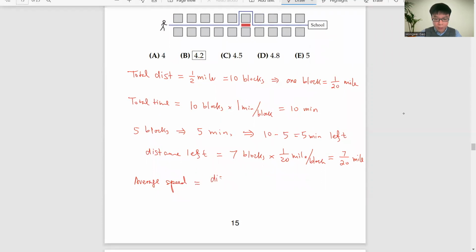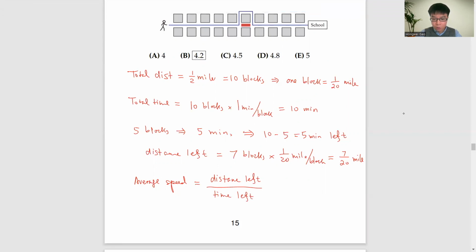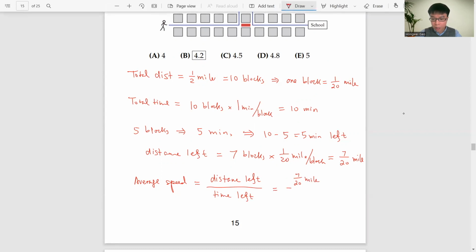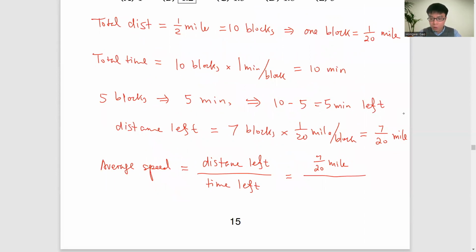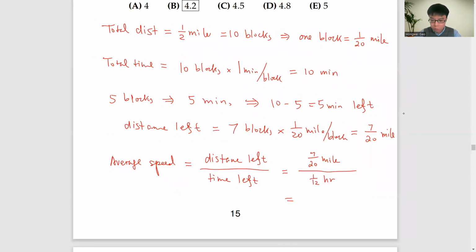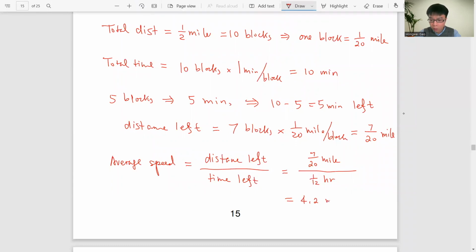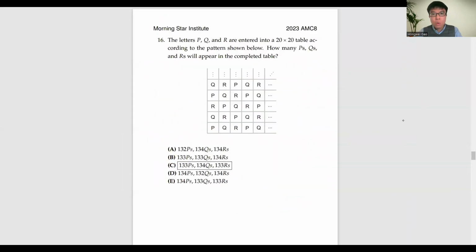So that's the distance left over time left. So the distance left is 7/20 mile. The time left is 5 minutes, but let's convert into hour. 5 minutes is 1/12 hour. So in this way, we just simplify it to get this to be 4.2 miles per hour. So that's the answer, 4.2. We choose B.